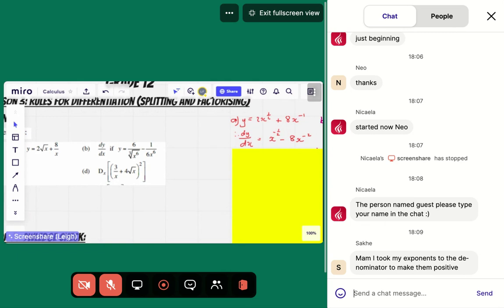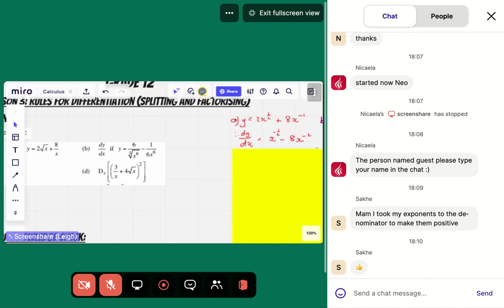Okay, so Sake's just asked a question. Ma'am, I took my exponents to the denominator to make them positive. Sake, you can do that, but it's not necessary. At matric level, they will mark your work correct with negative exponents in calculus. So you don't have to take them into the denominator to make them positive or into the numerator to make them positive like you were expected to do in grade 8, 9, or 10.